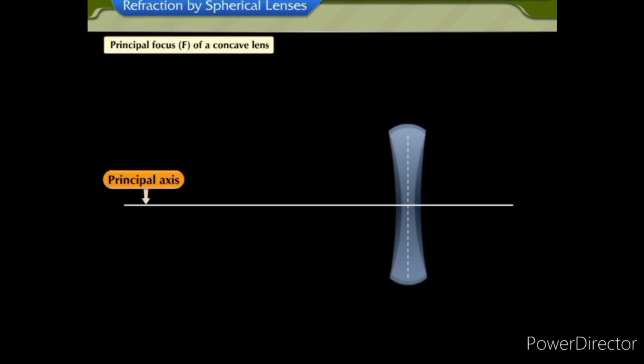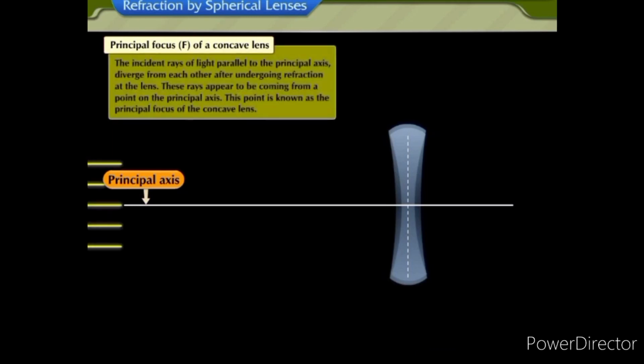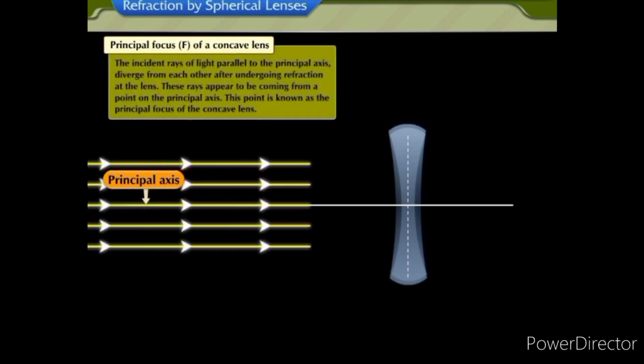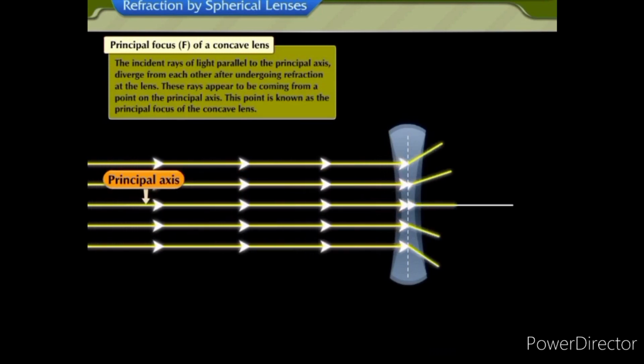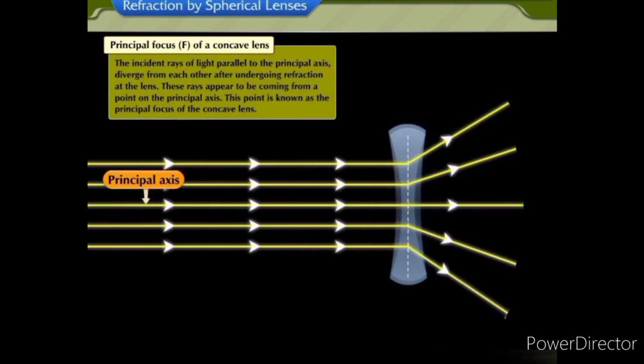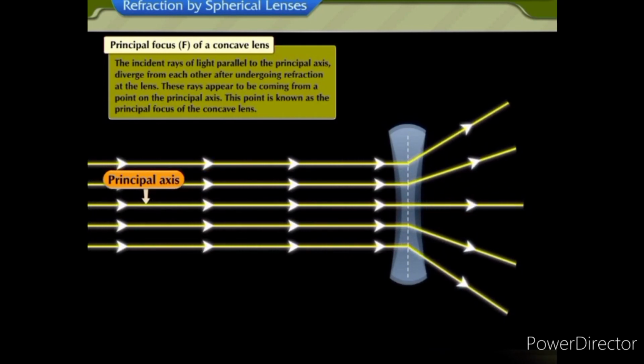Principal focus of a concave lens, F. In case of a concave lens, the rays of light incident parallel to the principal axis diverge from each other after undergoing refraction at the lens. These rays appear to be coming from a point on the principal axis. This point is known as the principal focus of the concave lens. A concave lens also has two principal foci. They are termed as f1 and f2.